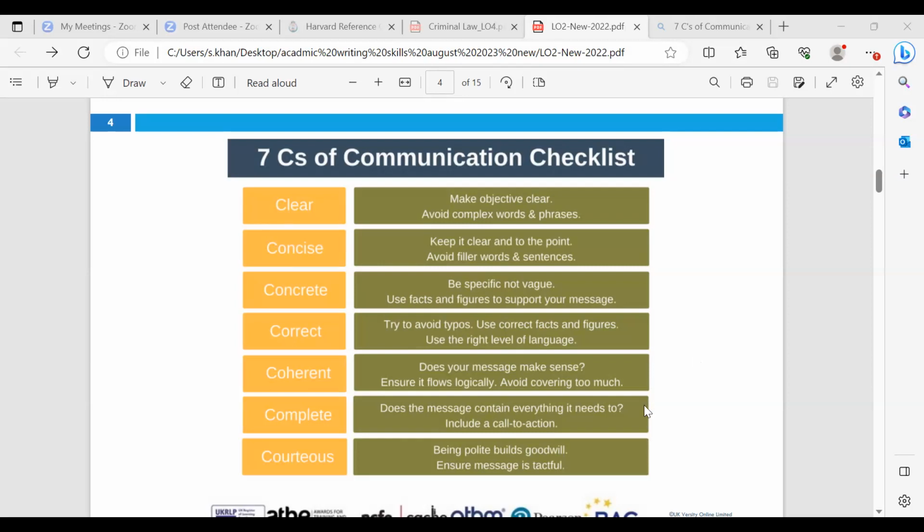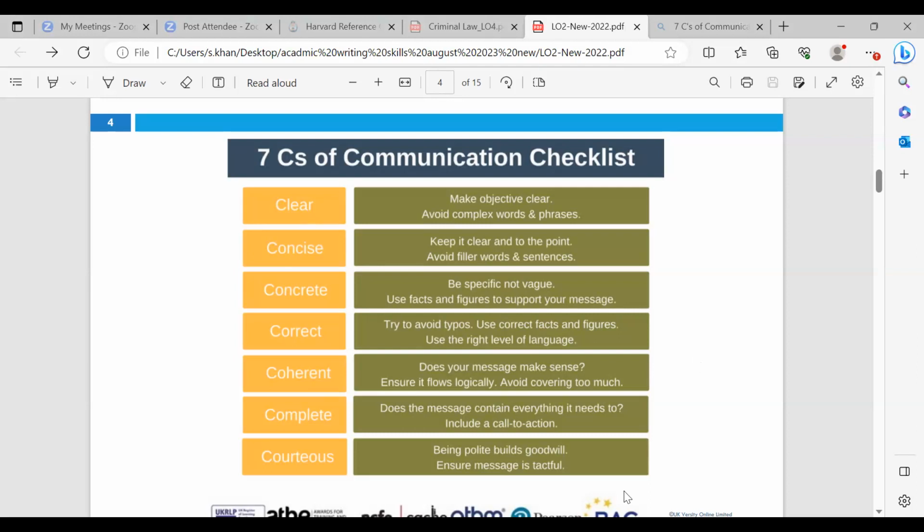The next one is courteous. So here you need to be polite, build goodwill, and ensure the message is tactful. It's important to be polite and respectful of your audience. Being friendly, considerate, and professional will make your communication much more effective. You should also be transparent, open, and honest, and be happy to answer any sort of questions.